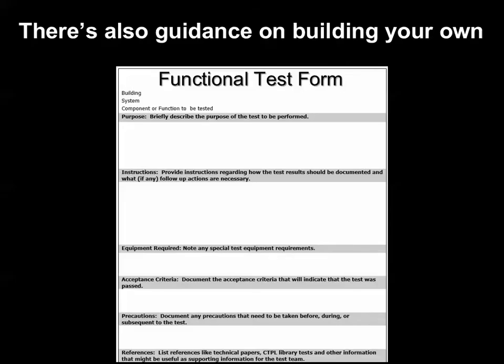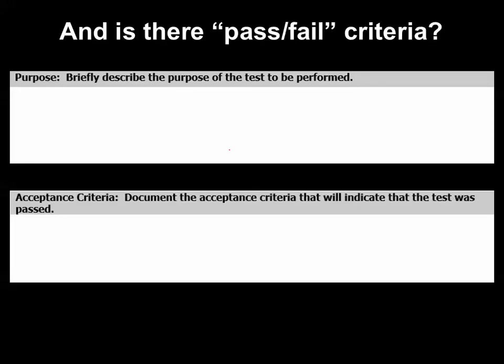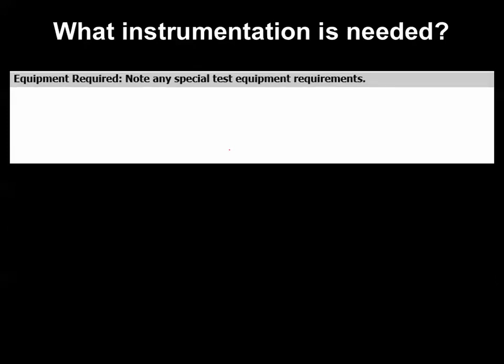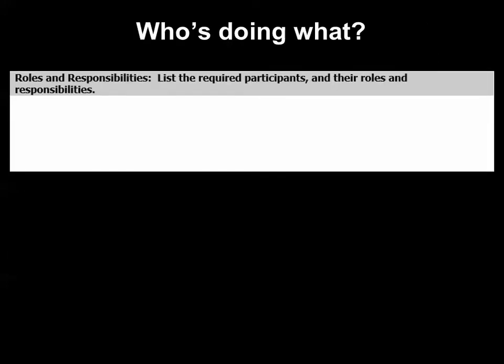So let's go through what the typical sections of these functional tests look like. First, you'd list why you're doing the test, so what information you need and what problem or opportunity you're trying to quantify or qualify. This would also include acceptance criteria, or at what point you can say the test is complete and you've gotten what you need. Next, list the equipment required, so any instrumentation or tools that need to be ready to conduct the test. Also, it's critical to think through and document what preparation, precautions, and prerequisites exist prior to the test being run. And don't forget to document all the coordination that needs to happen.